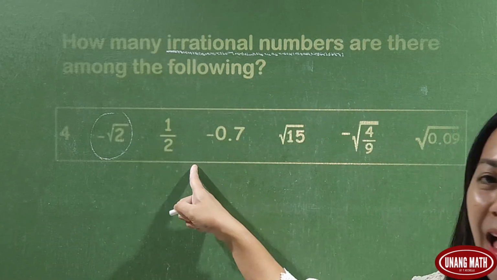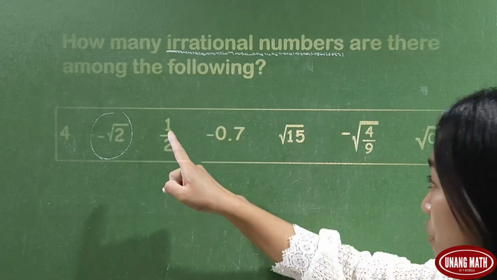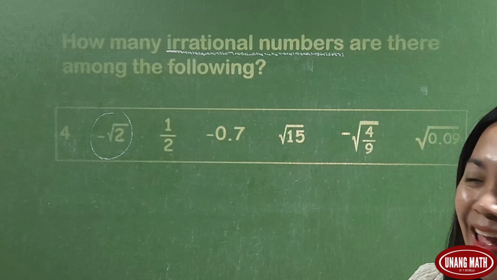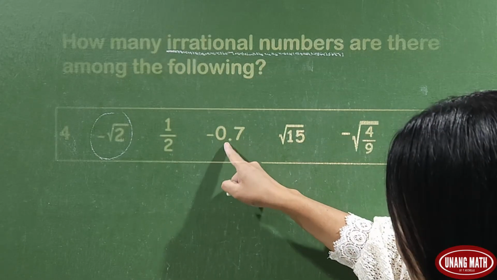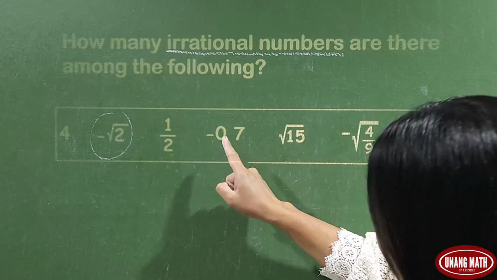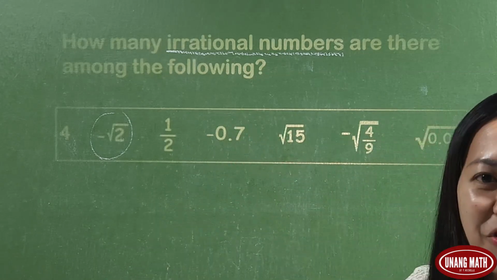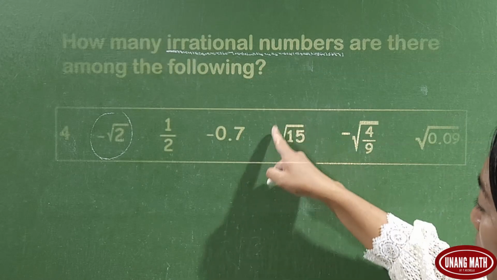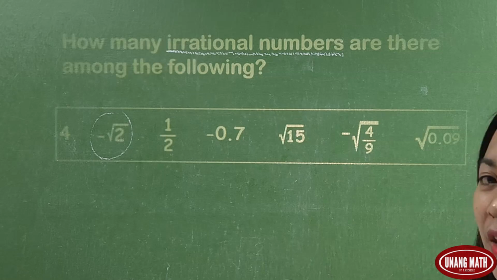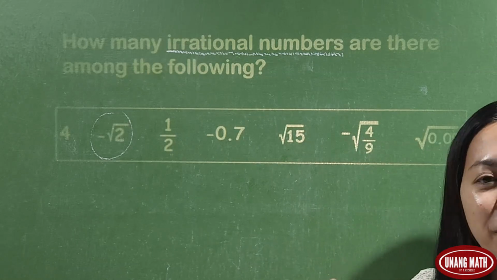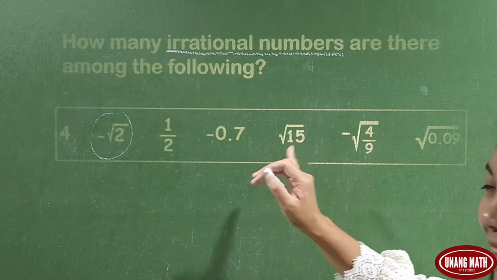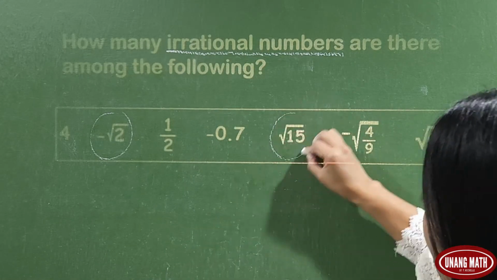Okay, what about 1/2? 1/2 is a fraction, so this is a rational number. Negative 0.7. This is a negative non-integer, so this is also a rational number. Okay, for square root of 15, the number inside this radical sign is 15, and it's not a perfect square or a square number. So it means this is an irrational number.